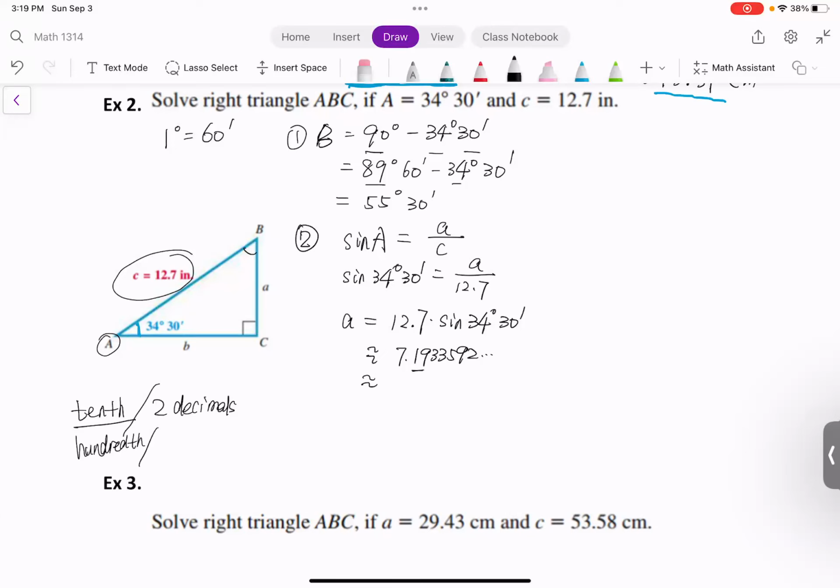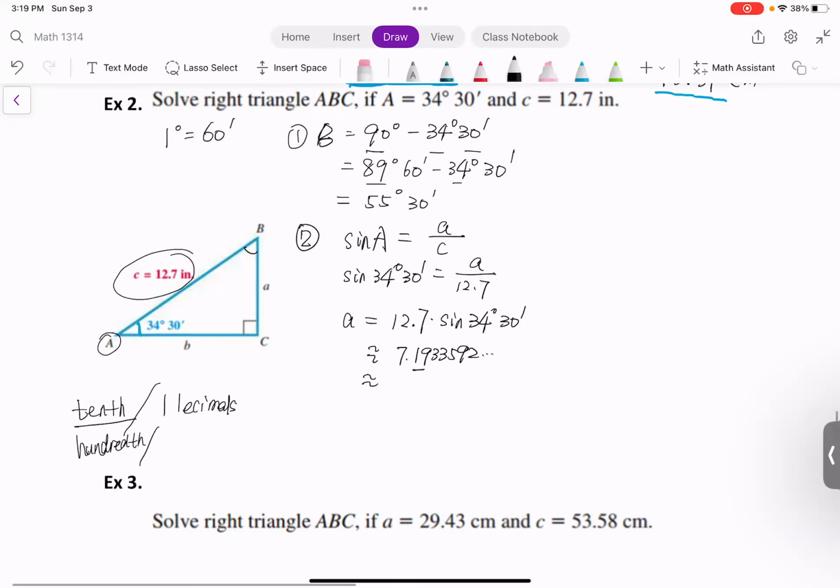Oh, sorry, I made a mistake here. Tenths means 1 decimal place, because, for example, in 1.123 this is the tenths. And hundredths means 2 decimal places. So I round to 2 decimal places, and I have 7.19, because this digit 3 is less than 5. The unit is inches. We found the A.